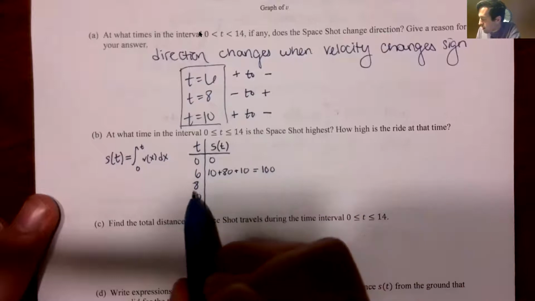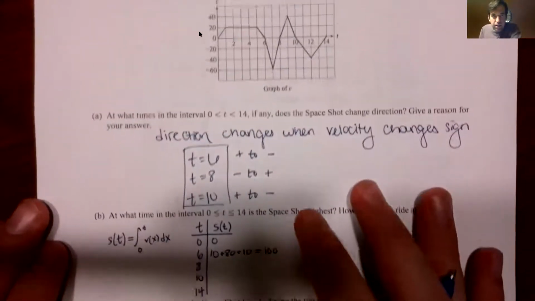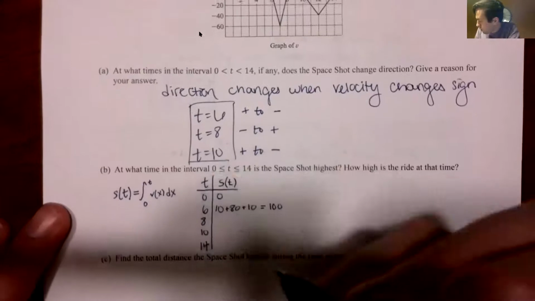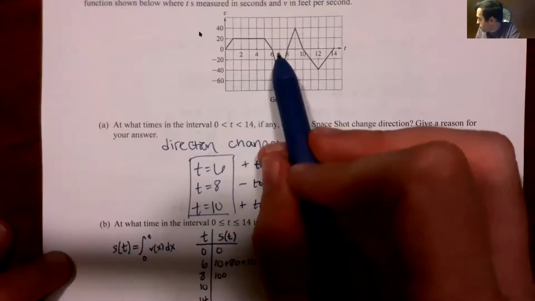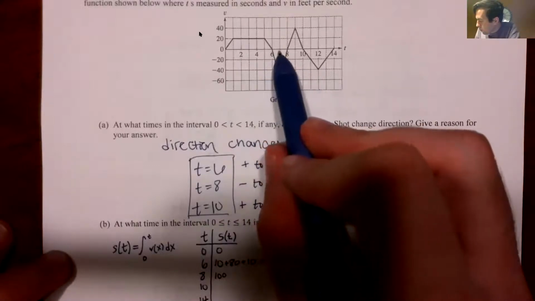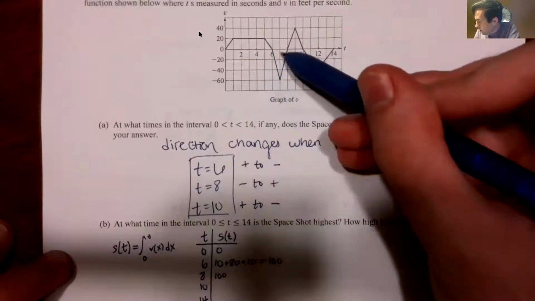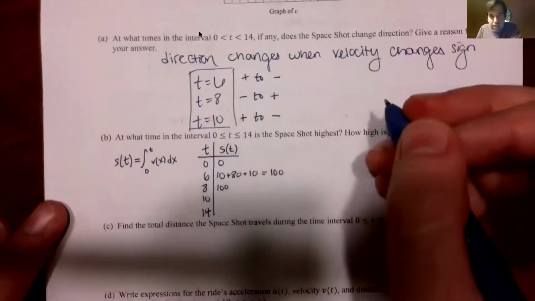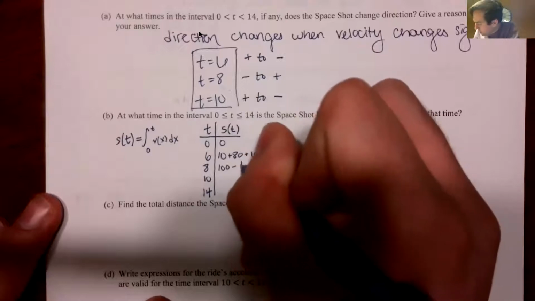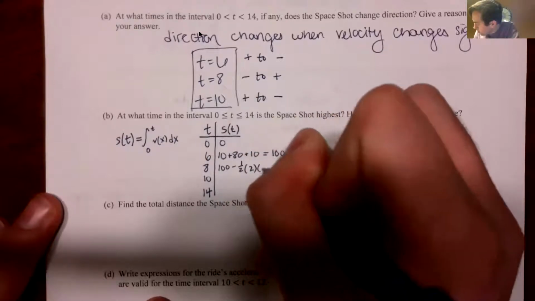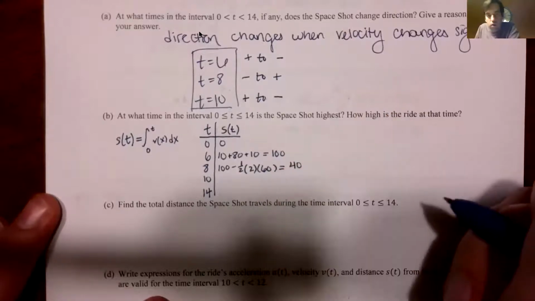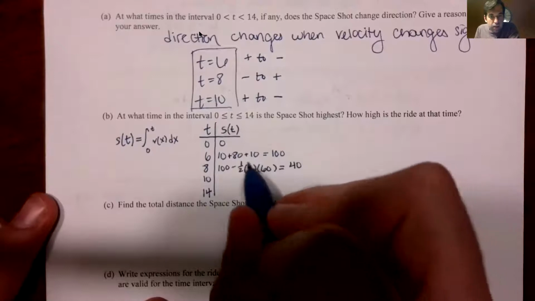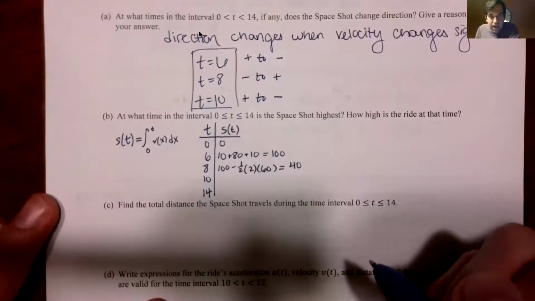And then our next critical point is 8. So if we take a look back up here, we're just going to start with the 100 that we just had. And then from 6 to 8, what do we got going on here? We have a triangle with a base of 2 and a height of 60. And that's below the x-axis. So it's going to be minus 1/2 times 2 times 60. And that is going to equal a total of 40, because the 1/2 and the 2 cancel out. So at 8, we were at 40.